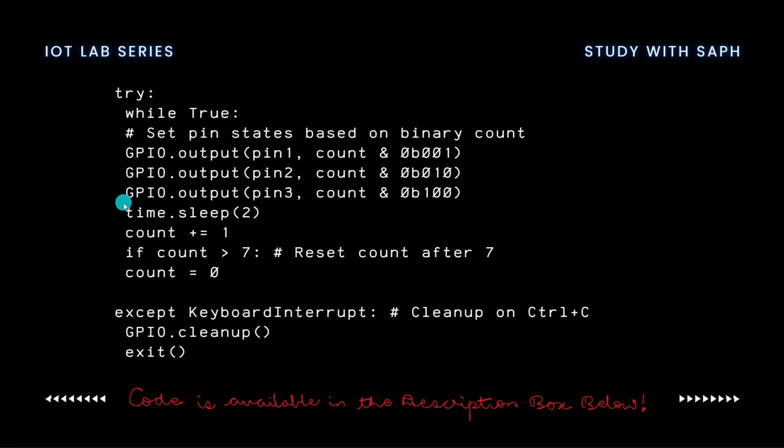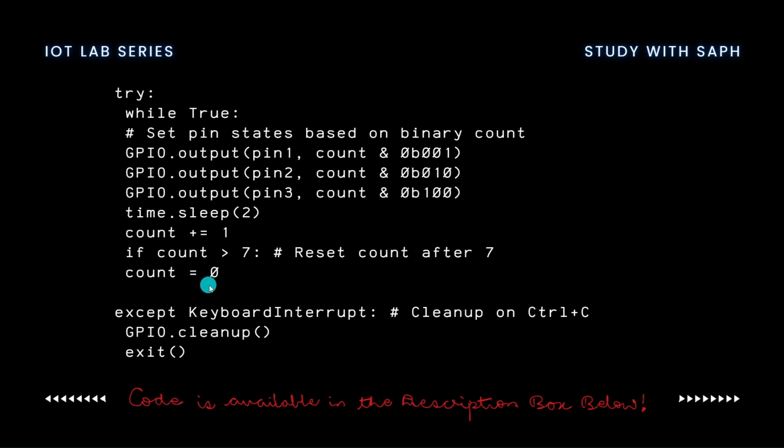Each of these values of the binary count, from 0 to 7, will stay true for a period of 2 seconds, after which we increment the counter by a value of 1. So if initially the value was 0, after this position, the value becomes 1. This is nothing but the shorthand form of saying count is equal to count plus 1.